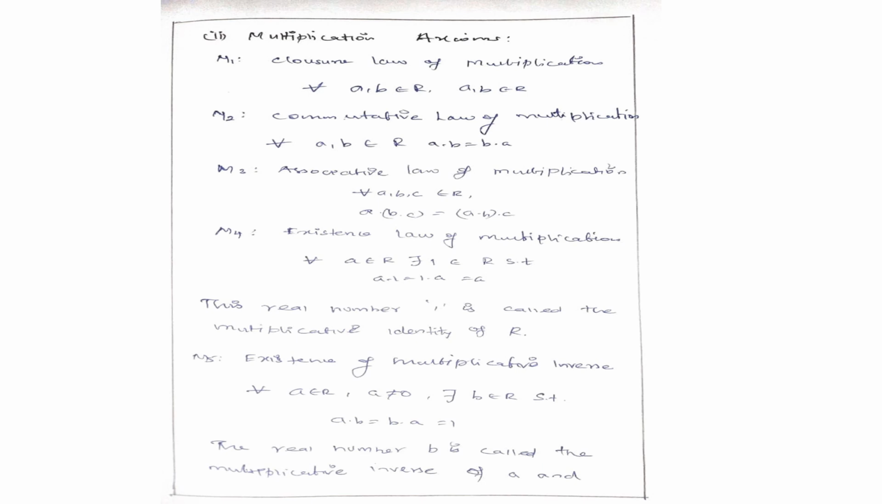So first one is the closure law of multiplication. The product of any two real numbers will always be a real number. That is, if a and b are any two real numbers, a into b will be a real number.